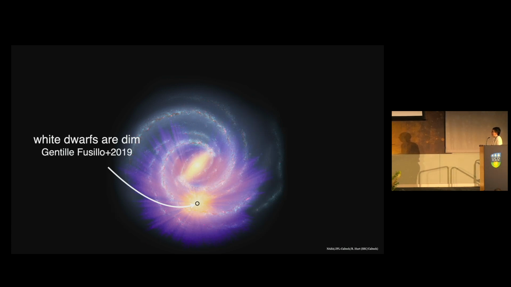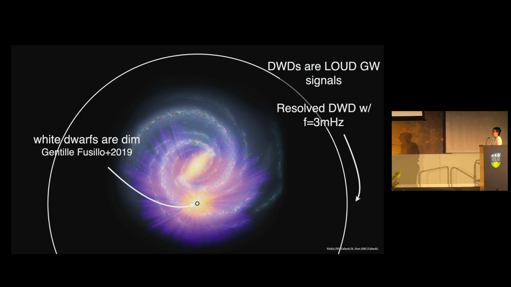The reason for that is because LISA can see these things very far away. So up until 2019, this was our complete sample of white dwarf binaries. White dwarfs are really dim. This is literally us, right in the center here. And when we put LISA on here, double white dwarfs are extremely loud signals. So if you're at a 3 millihertz frequency, you are resolved to inside the galaxy fully. That means that we have a complete sample.